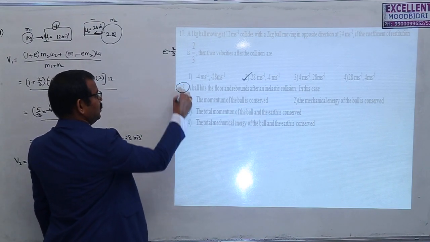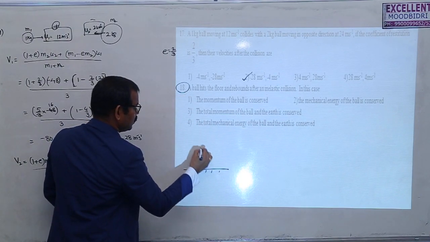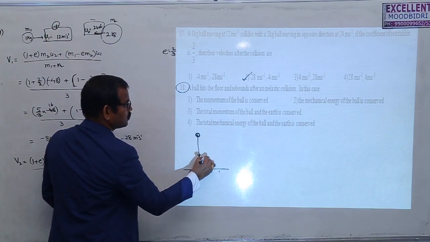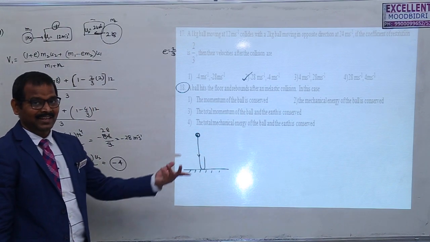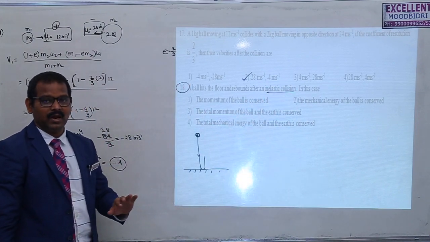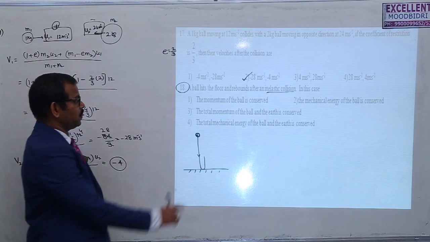Next one, problem number 18. A ball hits the floor and rebounds after an inelastic collision. Inelastic collision means the kinetic energy will not be conserved. Now, here in this case, which of the following is correct?